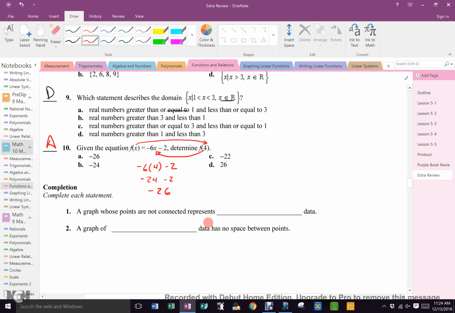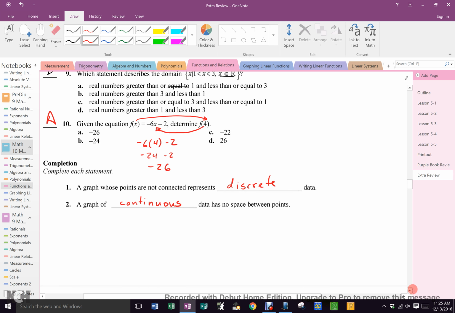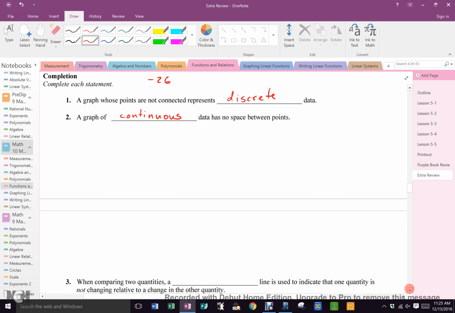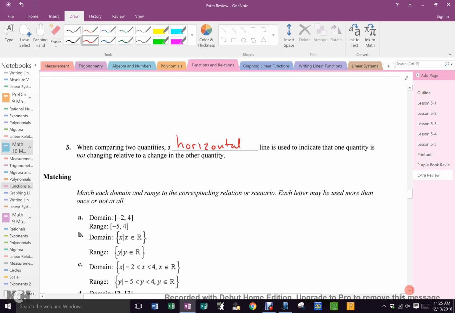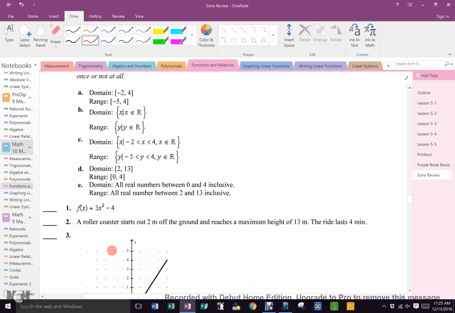This one we already did. A graph whose points are not connected represents discrete data. If there's no space, it's continuous. That was in the purple book. Continuous data. When comparing two quantities, what kind of line? A horizontal line shows no change. These we already did in the purple book, but no big deal. We'll go over them right now.